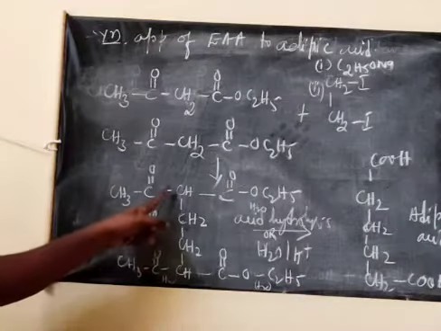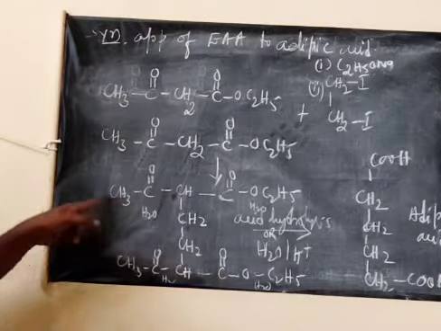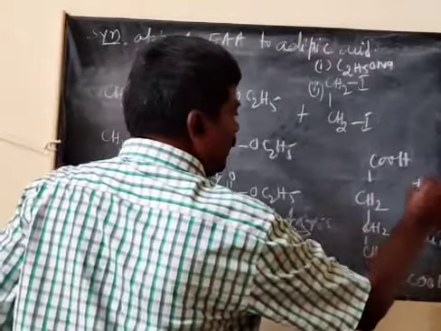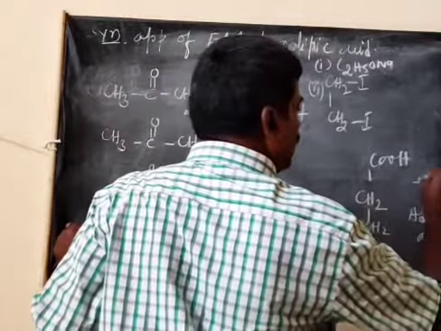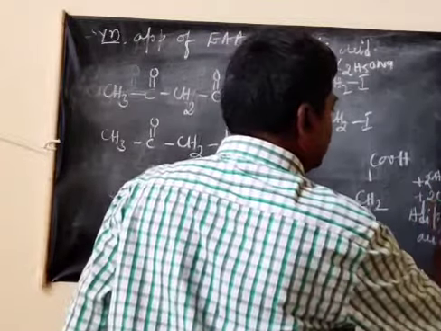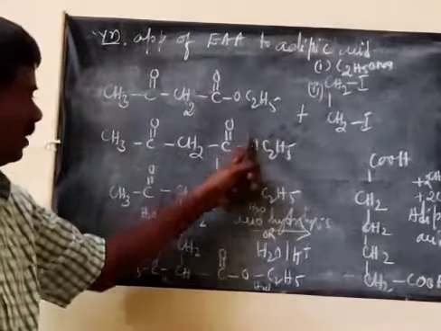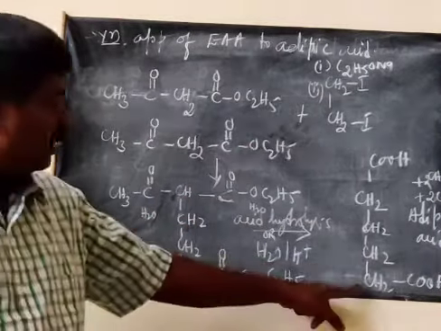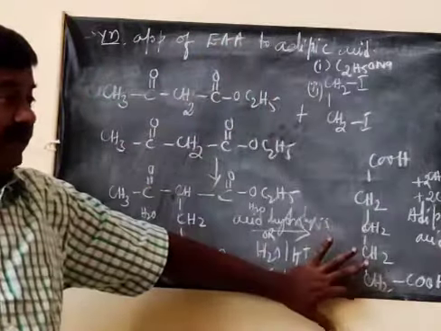See, a hydrogen atom is linked to this carbon, and CH3COOH is lost: 2 molecules of CH3COOH plus 2 molecules of C2H5OH. Yeah, 2 molecules of C2H5OH. Like this, one can convert ethyl acetoacetate to adipic acid.